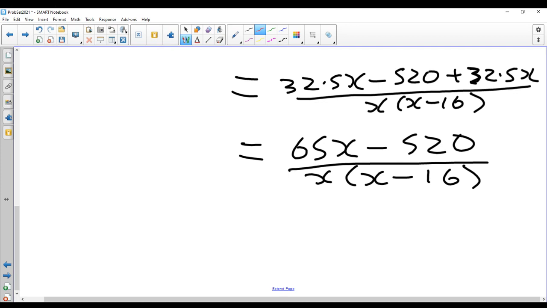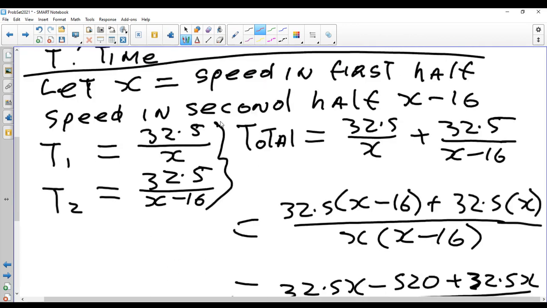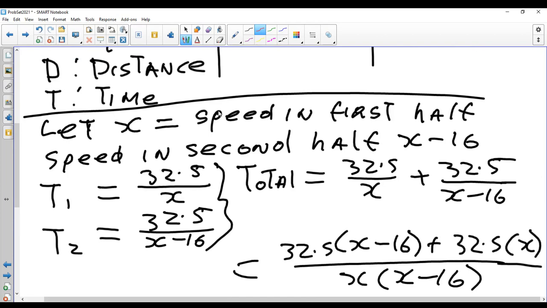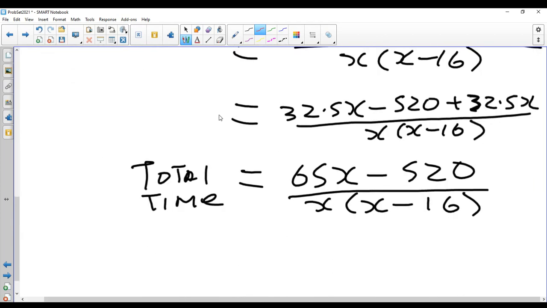Sometimes it's a good idea to see if you can factor the top. And if we did, there still wouldn't be anything else we could do with it. So I'm going to leave it as it is. This is our total time right here. Now, x would be different things. Remember, x represented the speed in the first half. If I knew what the speed was in the first half, I could easily figure out the total time by just plugging x into this. All right, are you staying with us?